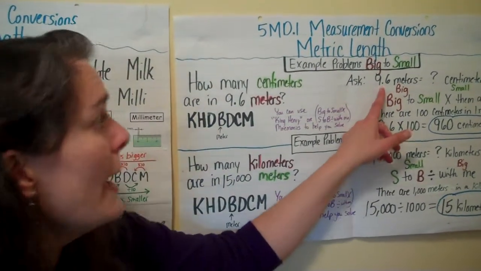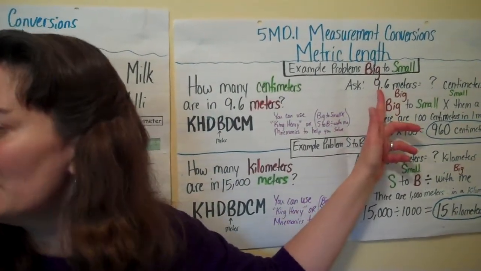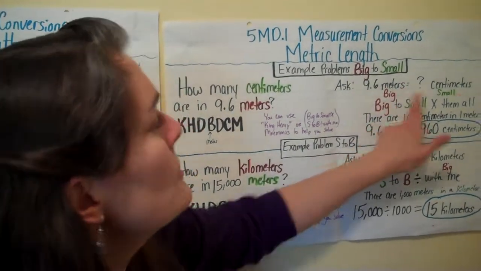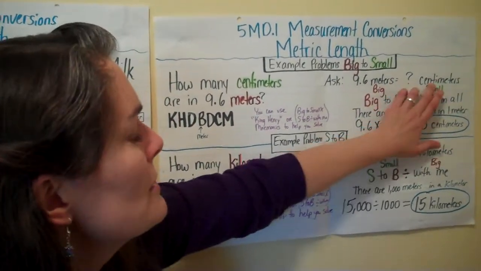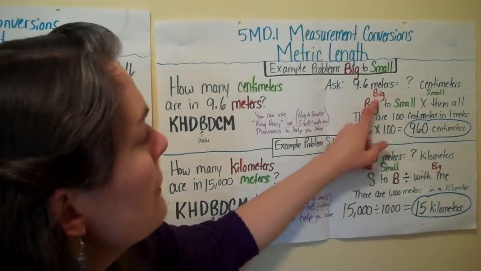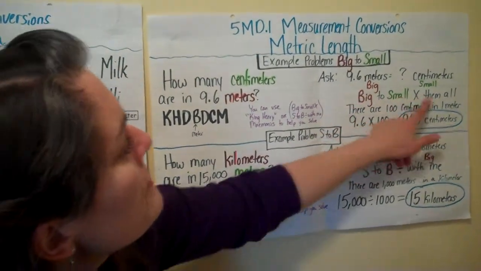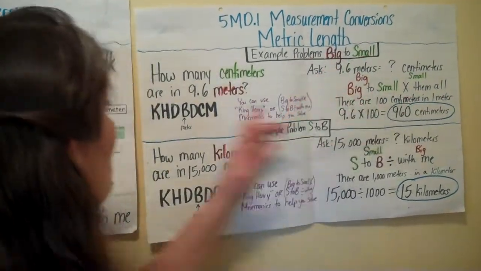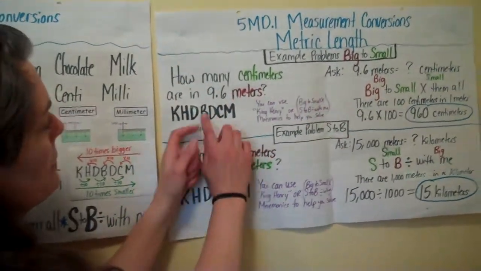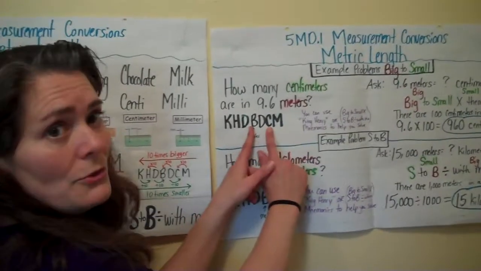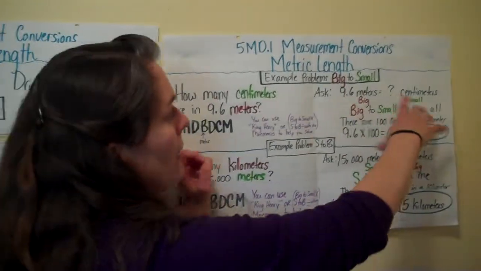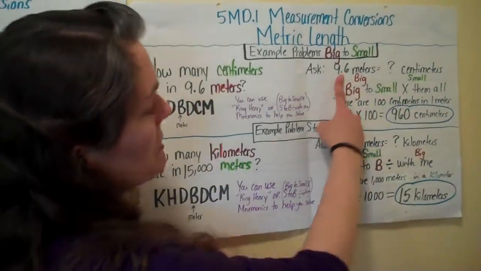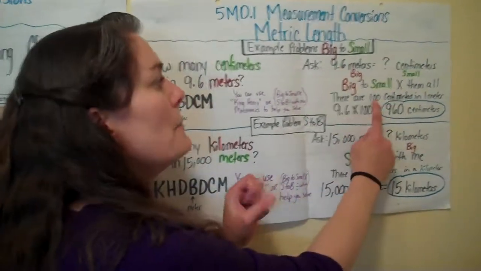So if I was to go with big to small, times them all, I would say, okay, what is my known? I have 9 6/10 meters, and I ask myself, well, how many centimeters is that? Well, centimeters is smaller than meters, and meters is big. So if I'm going big to small, I'm going to times them all. I'm going to multiply. I know by my little chart here, if I had a 1 here, there would be 100 centimeters in our base unit of meters. So big to small, times them all, I would just have to take 9.6 and times that by 100.